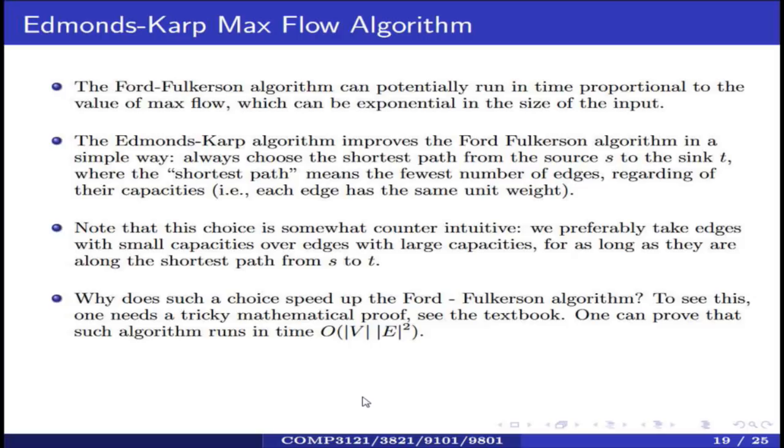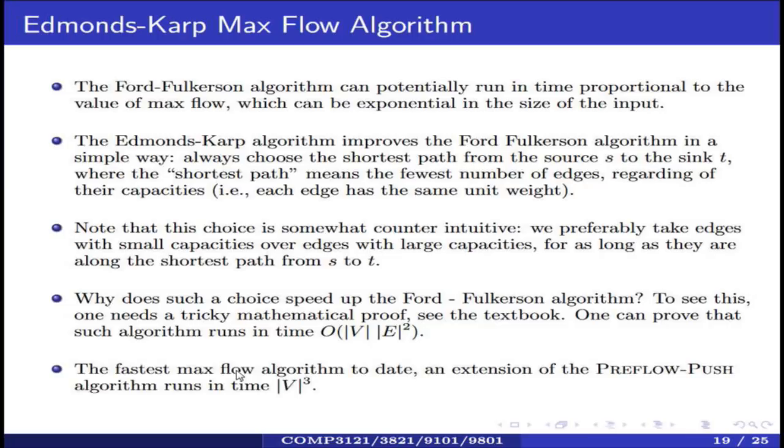And lo and behold, it has two very famous names, especially Karp's name. He's probably the most famous computer scientist today along with Steve Cook. So if it deserves to have a name, it must be that it's pretty tricky.